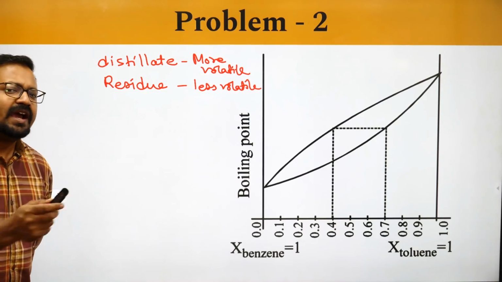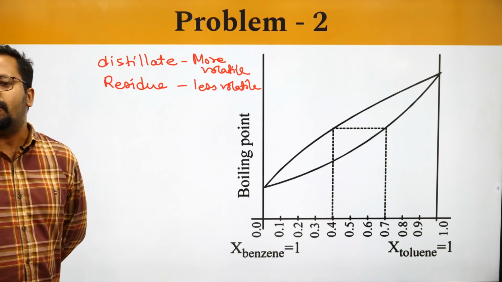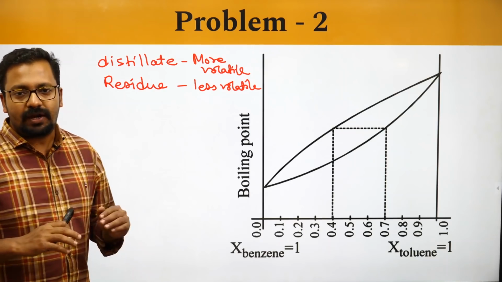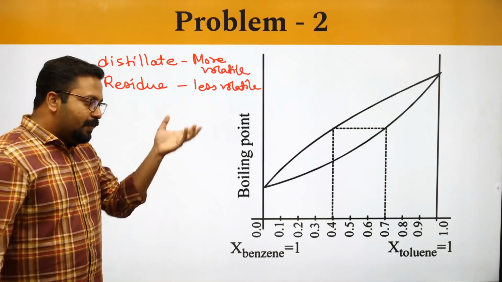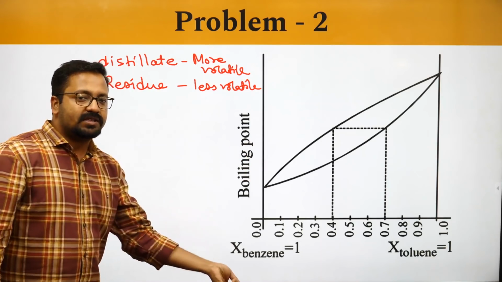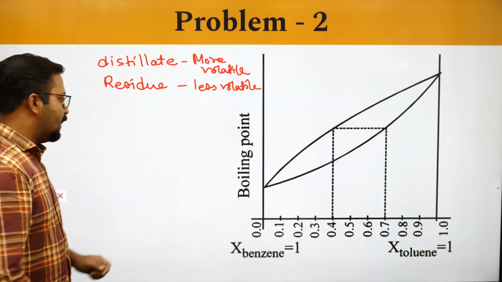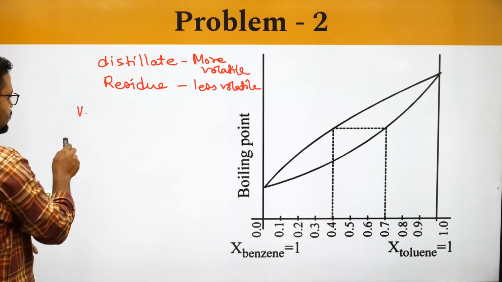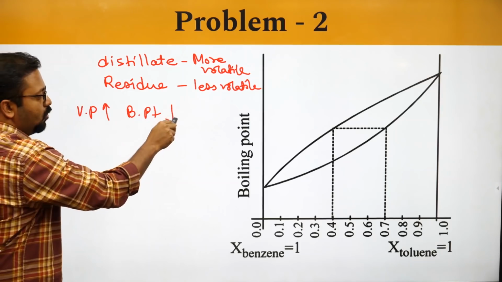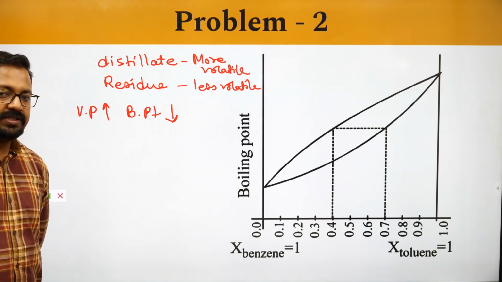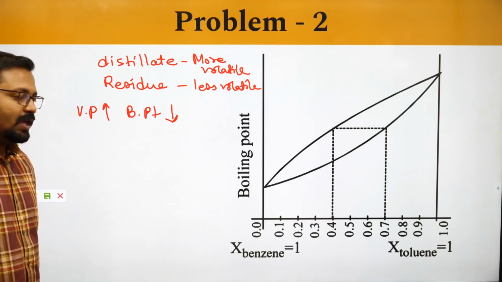Okay, लेकिन हमें पता कैसे चलेगा कि कौन सा ज्यादा volatile है, कौन सा कम volatile है? How would we know which is more volatile, which is less volatile? By looking at the boiling point versus composition plot. Now remember, if vapor pressure is high, boiling point is low.